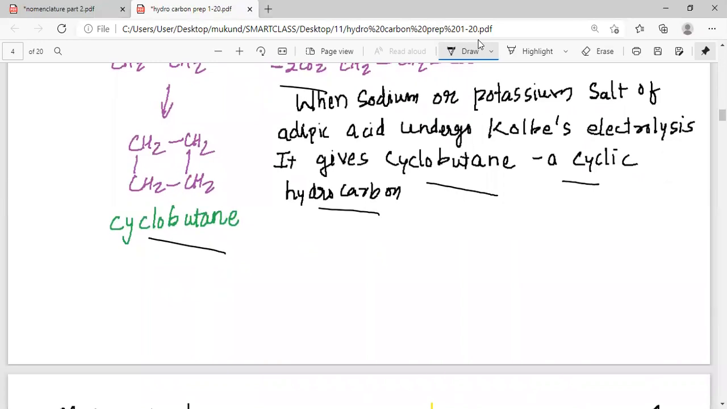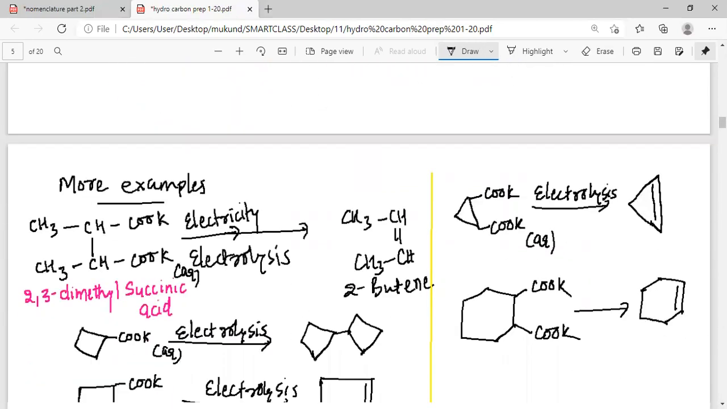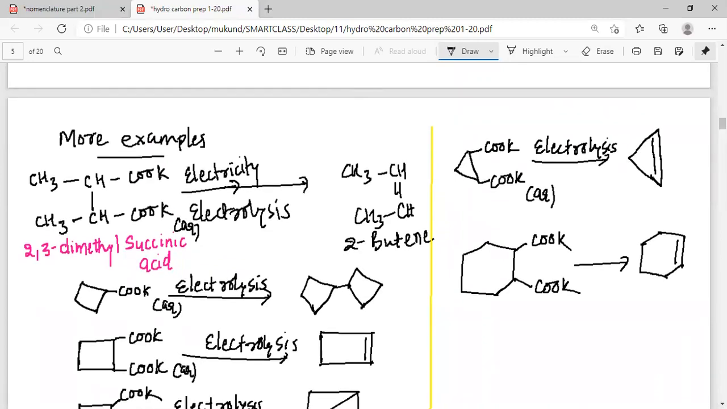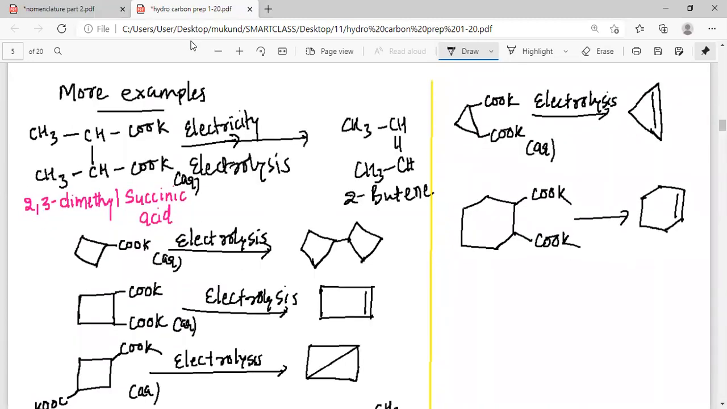Please remember that if we pass further electricity, my dear students, from this cyclobutane, sometimes we get cyclobutene also by the removal of hydrogens. Here I have not mentioned it, but I'm letting you know verbally that if we keep on passing the electricity through cyclobutane, there is a possibility that we get cyclobutene also. Now let us understand more examples, my dear students.